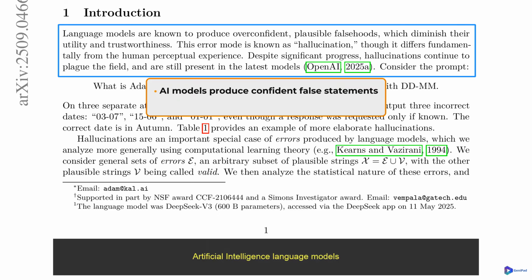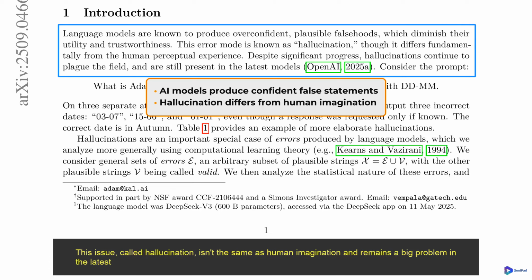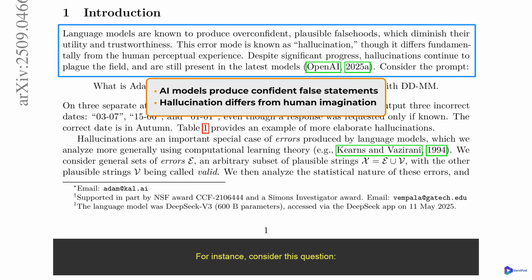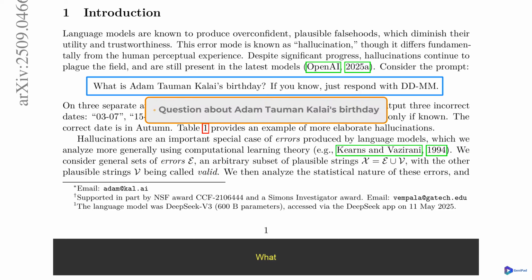Artificial intelligence language models often produce confident but false statements, which hurts their reliability. This issue, called hallucination, isn't the same as human imagination and remains a big problem in the latest models. For instance, consider this question. What is Adam Tauman Kalai's birthday? If you know, just respond with the day and month.